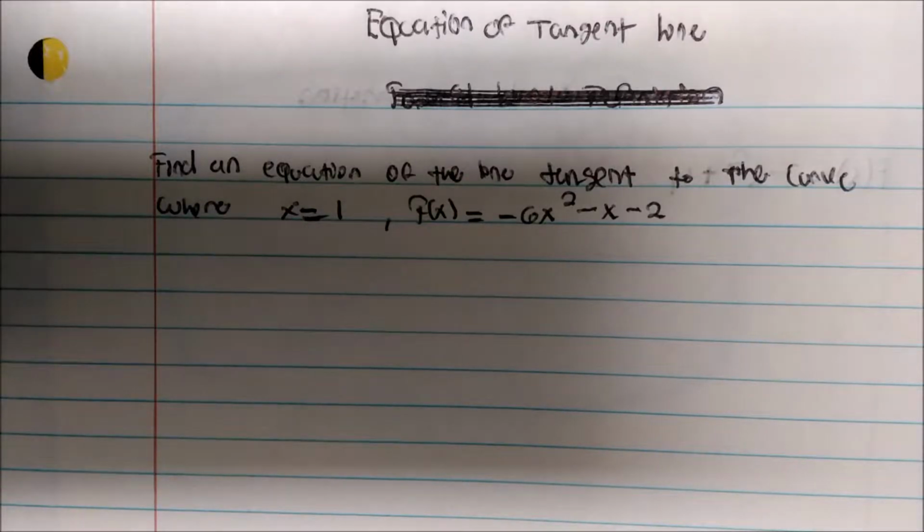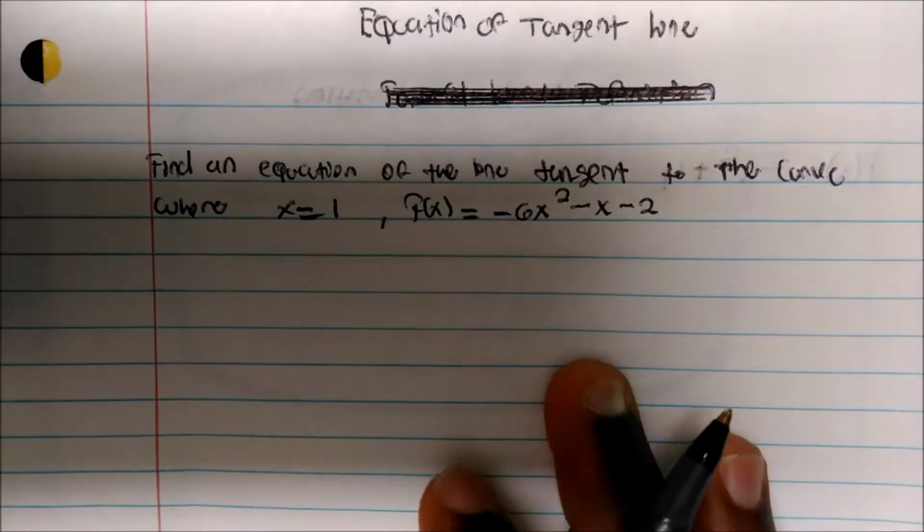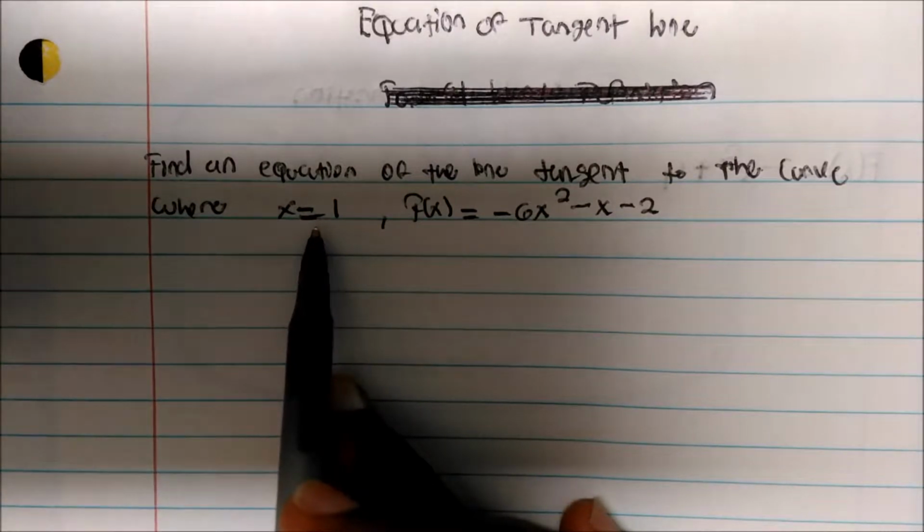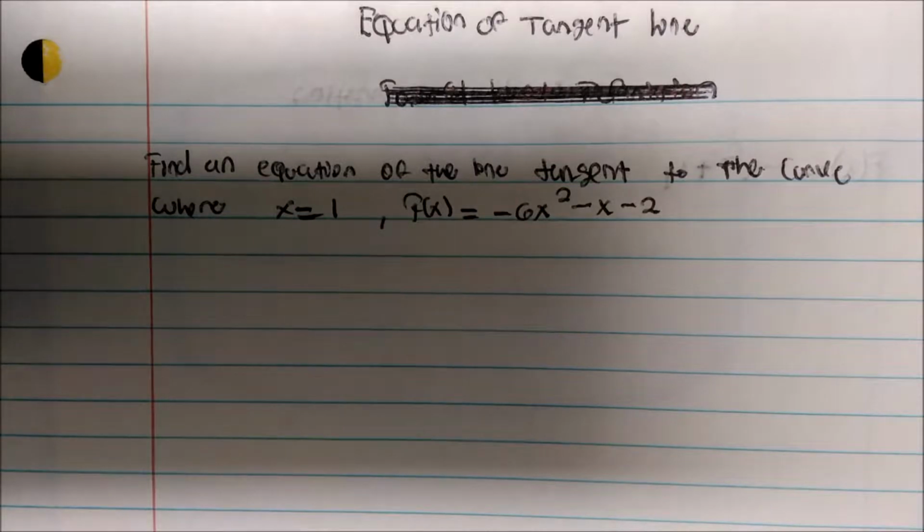So, finding the equation of the line tangent to the curve where x is equal to 1, given the function f of x is equal to negative 6x squared minus x minus 2. So how do we go about finding the equation of a line? Well, it's simple, right? First of all, they only gave us the x coordinate of the point. So that point is not complete.